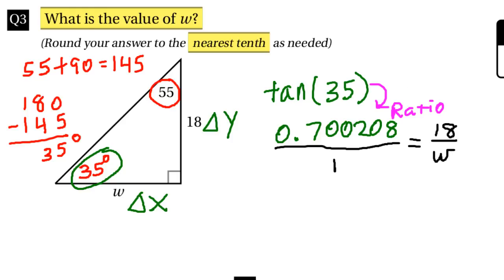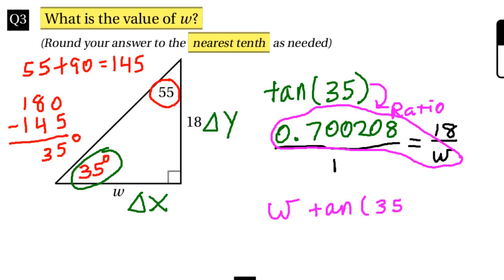So some strange things happen here. When I get this cross multiplication right here in pink, it's going to be w times whatever that tan of 35 was. So I'm actually writing that as a shorthand. And then if I take 18 times 1 right here, that just gives me 18. Well, now I need to take w, and I see that it's multiplied by tangent of 35.